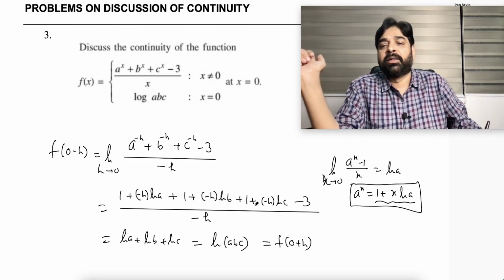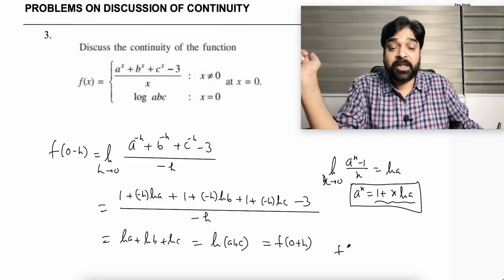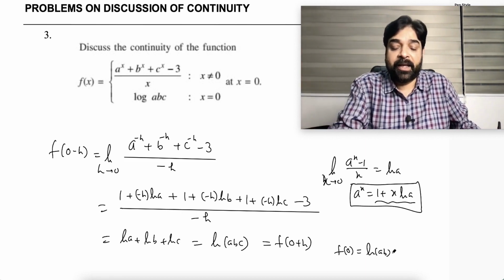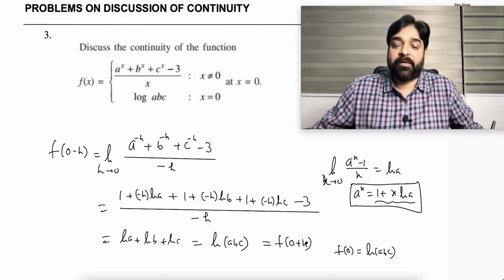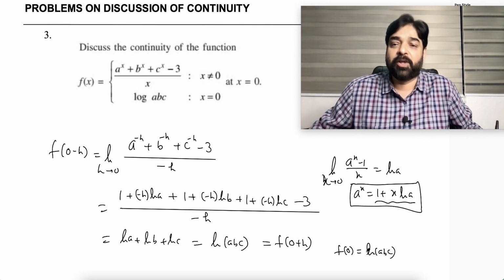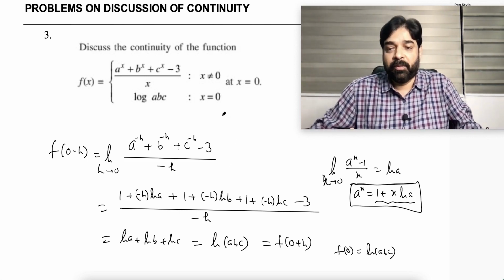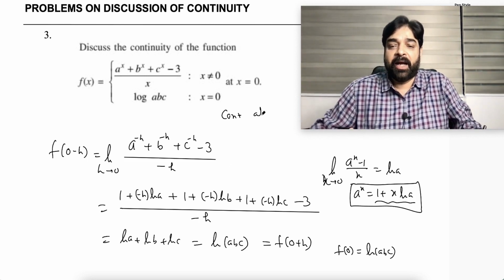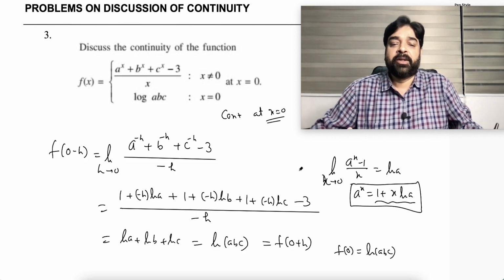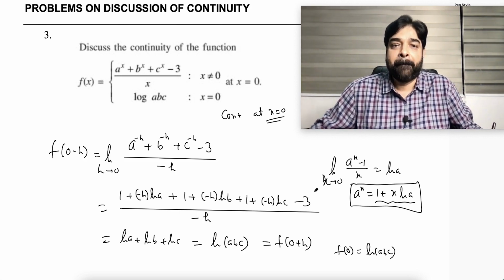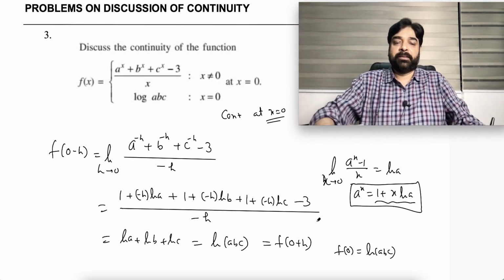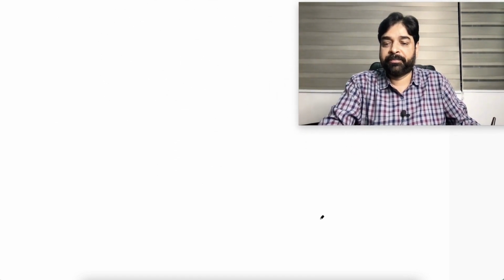Yes or no? Now, f of 0, how much? f of 0 is ln abc, already given. It means f of 0 minus h equal to f of 0 plus h must be equal to f of 0. So it will be continuous. So we'll say continuous at x equal to 0. Do you understand? Use approximation for solving questions quickly. Right? Okay, next question.